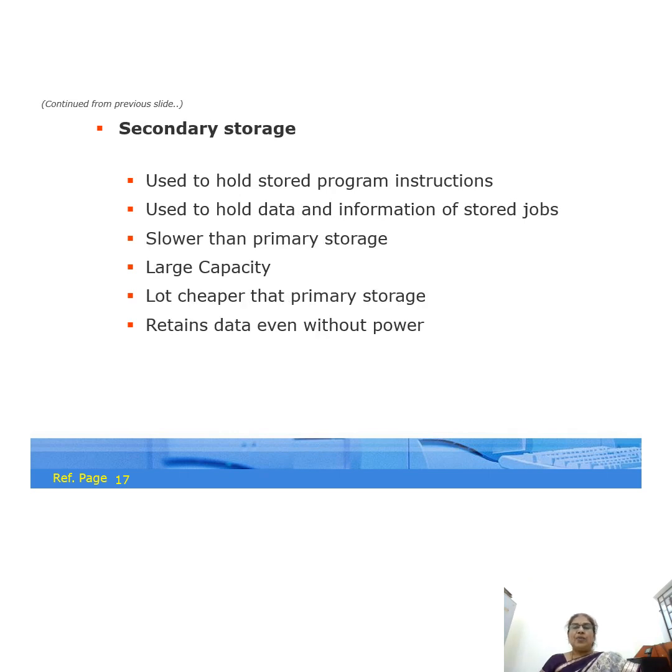Next one is secondary storage. We use the secondary storage to store the data permanently for our purposes. It is used to store program instructions. Secondary storage is also used to hold data and information of stored jobs. It is slower than the primary memory, but it has a large capacity and is cheaper than the primary storage. It retains the data even without power. That is the advantage of secondary storage.